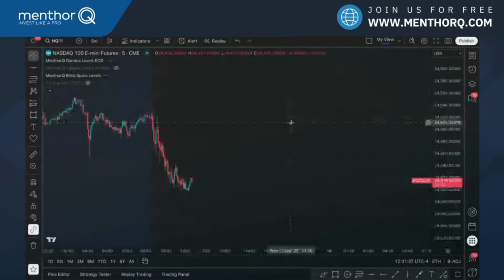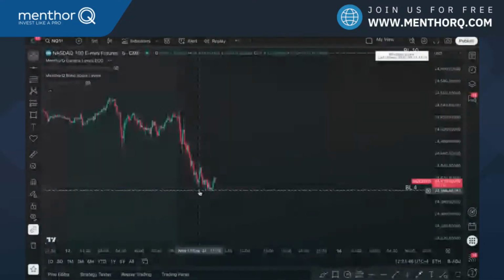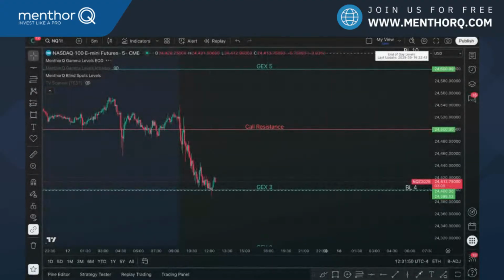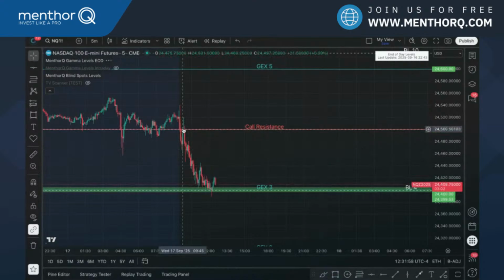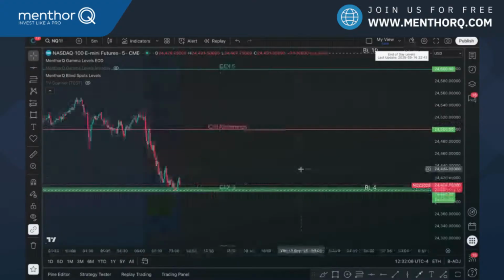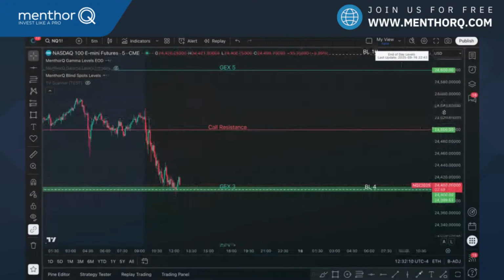All right, so now we see BL4 acting as a strong support to the downside. The market is now moving up together with JAX3. So now we have an important gamma level and an important blind spot level. Then we have our core resistance. We saw the break, we retested, and then we went all the way down. So this level acted as a strong resistance, and then the market is now stalling around this JAX3 level here. So very, very important, right? So you can use that to potentially build your trading plan.